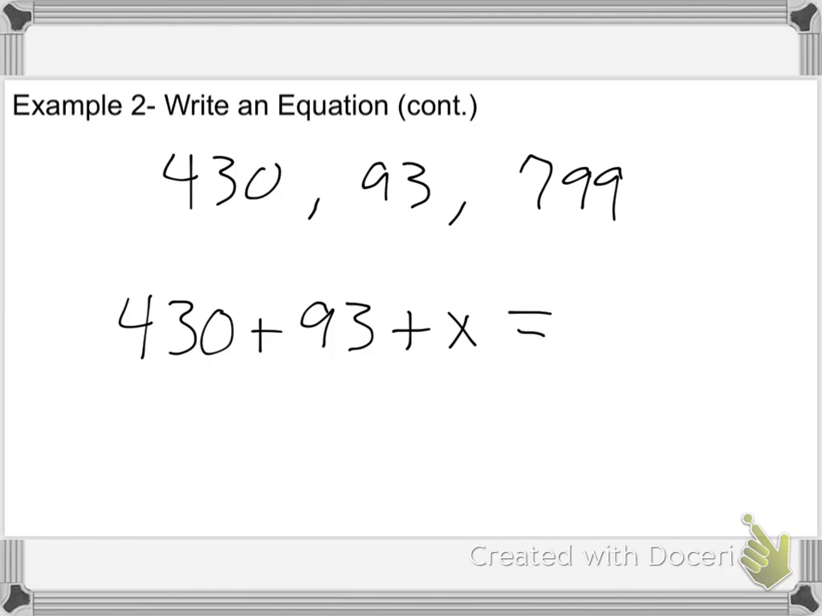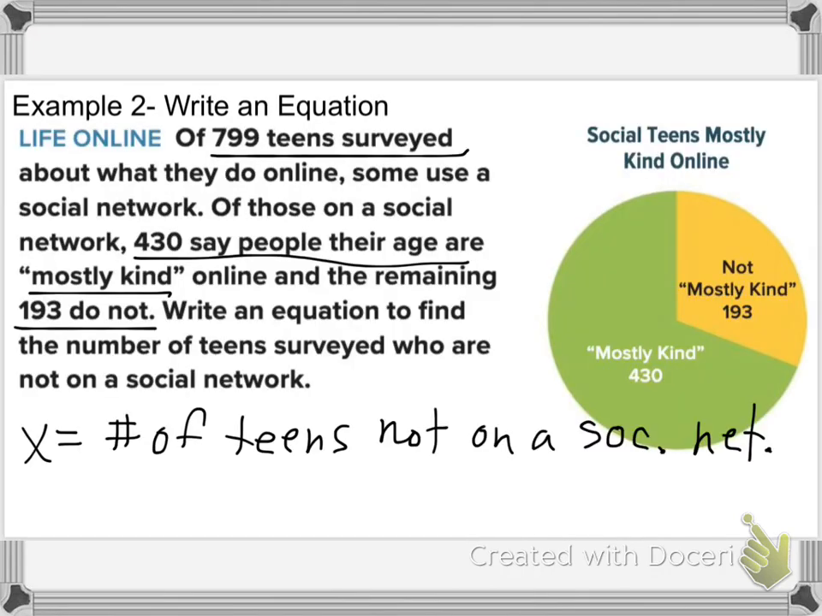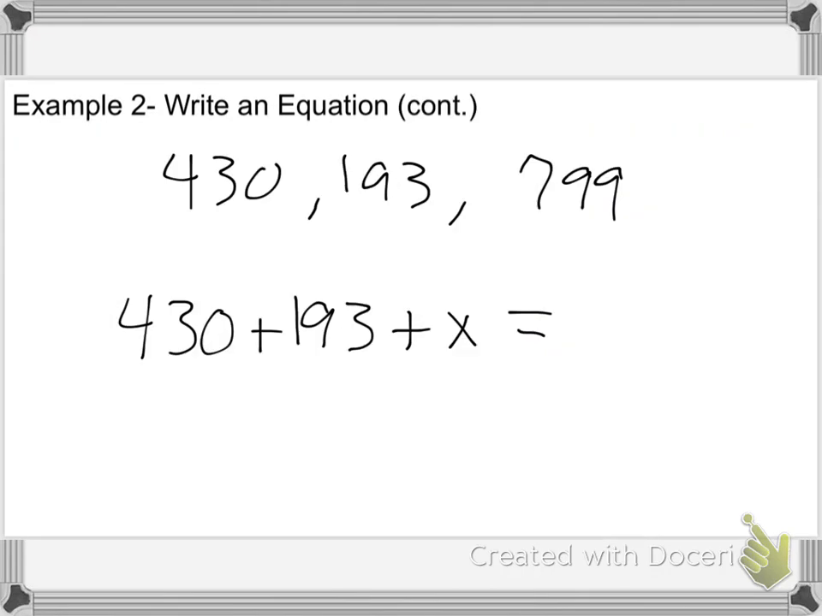It's not 192. Oh, my bad. There we go. Thank you for correcting that. What is all of that going to equal? Not 623. How many total people were surveyed? 799. So I need the total amount of people using a social network plus the total number of people not using a social network to be equal to the total number of people surveyed.